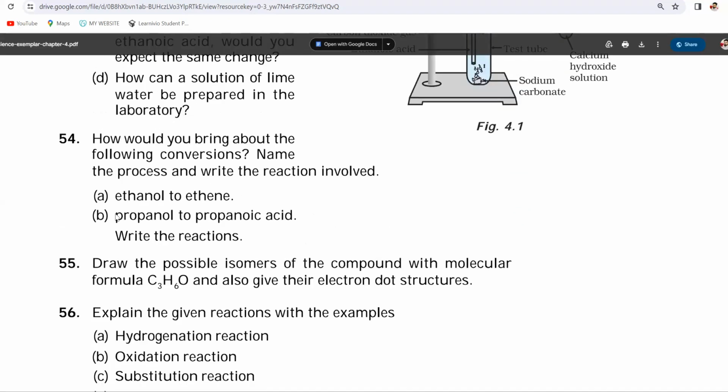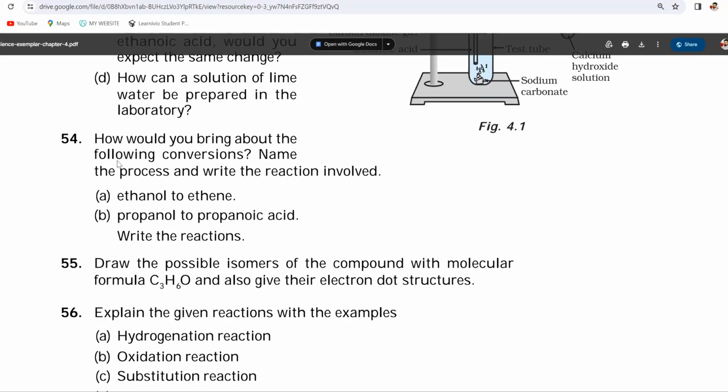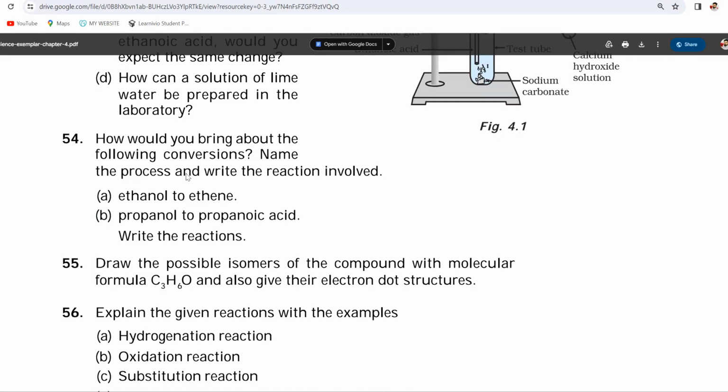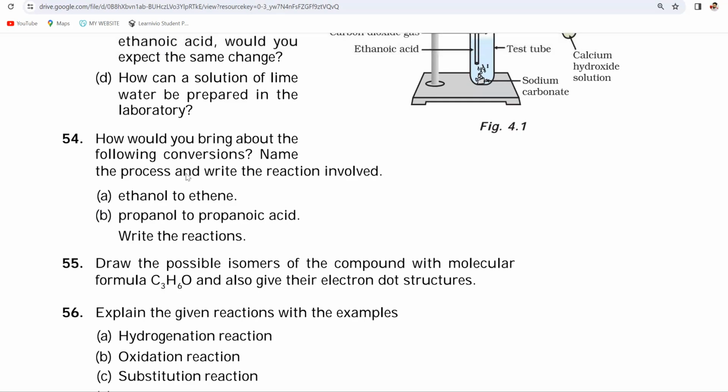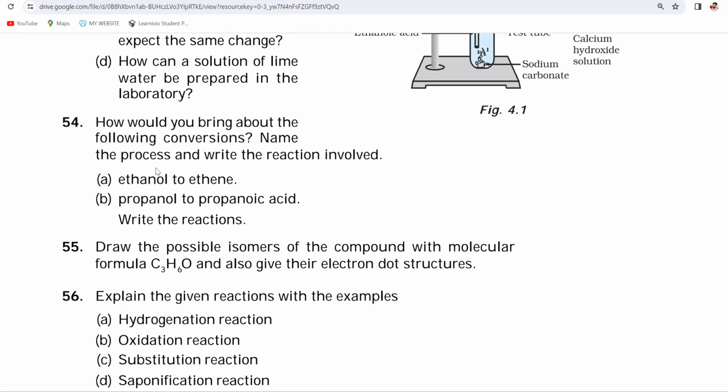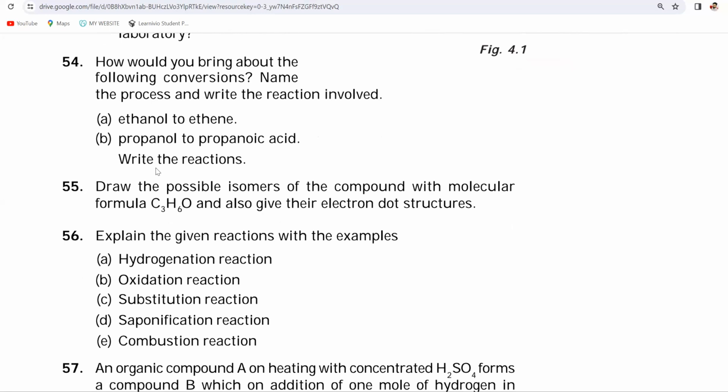Here's the question: how will you convert propanol to propanoic acid? Through an oxidation reaction. By adding it to alkaline potassium permanganate, this will be converted. And how would you bring about the following conversion? Name the process and write the reaction involved. Ethanol to ethylene, that we have not discussed with the students. Ethanol to ethylene can be converted by adding concentrated H2SO4.